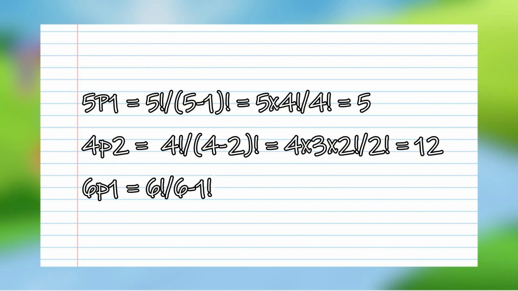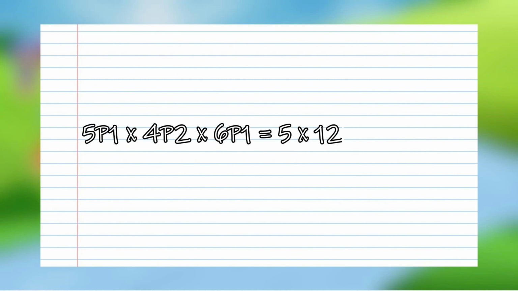And 6p1 can be represented as 6 factorial over 6 minus 1 factorial, and this is equal to 6 times 5 factorial over 5 factorial, and the 5 factorial will be cancelled, which leaves us with 6 only. Now, we can substitute these values into 5p1 times 4p2 times 6p1, which is 5 times 12 times 6, which gives us the answer 360. For the second and third case, it will yield the same result. The only difference is the placement of the blue blocks.